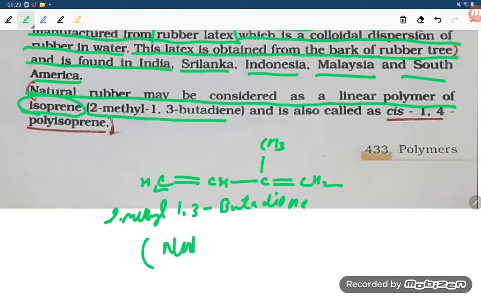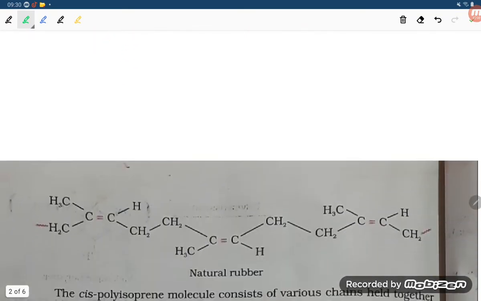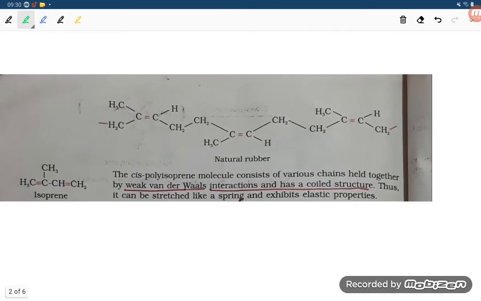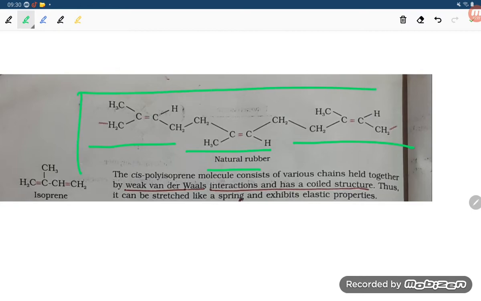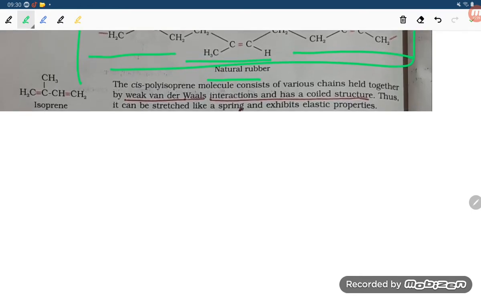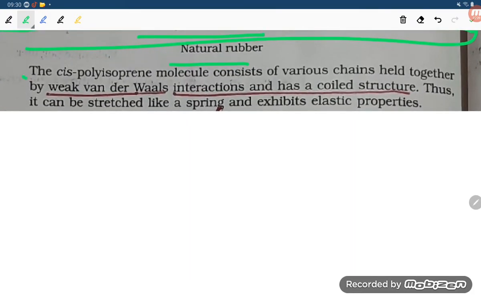You can write in the bracket that it is the natural rubber. This is the natural rubber and it is also called cis-1,4-polyisoprene. Now let us look at another structure. When 2-methyl-1,3-butadiene units combine, they form this type of structure. This is isoprene.